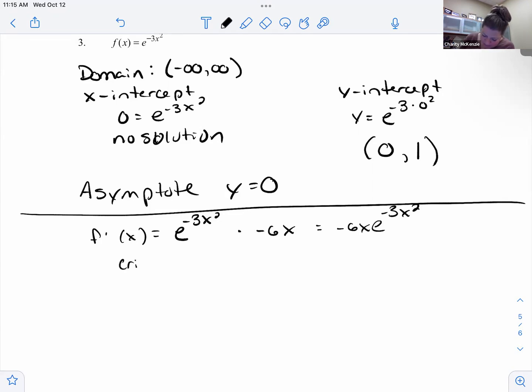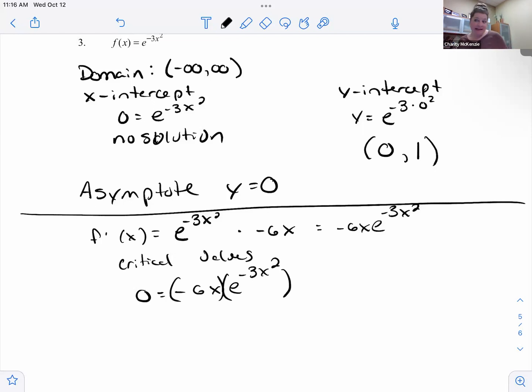Okay, so critical values. Do we have an x in the denominator? No, so we don't have a partition number that follows us. So where does this thing equal 0? 0 equals negative 6x e to the negative 3x squared. If we think of this as 2 factors, which is exactly what it is, the e term can't be 0. So we can basically ignore that and just look at this term. Where does that factor equal 0? So we would divide by negative 6 and get 0.